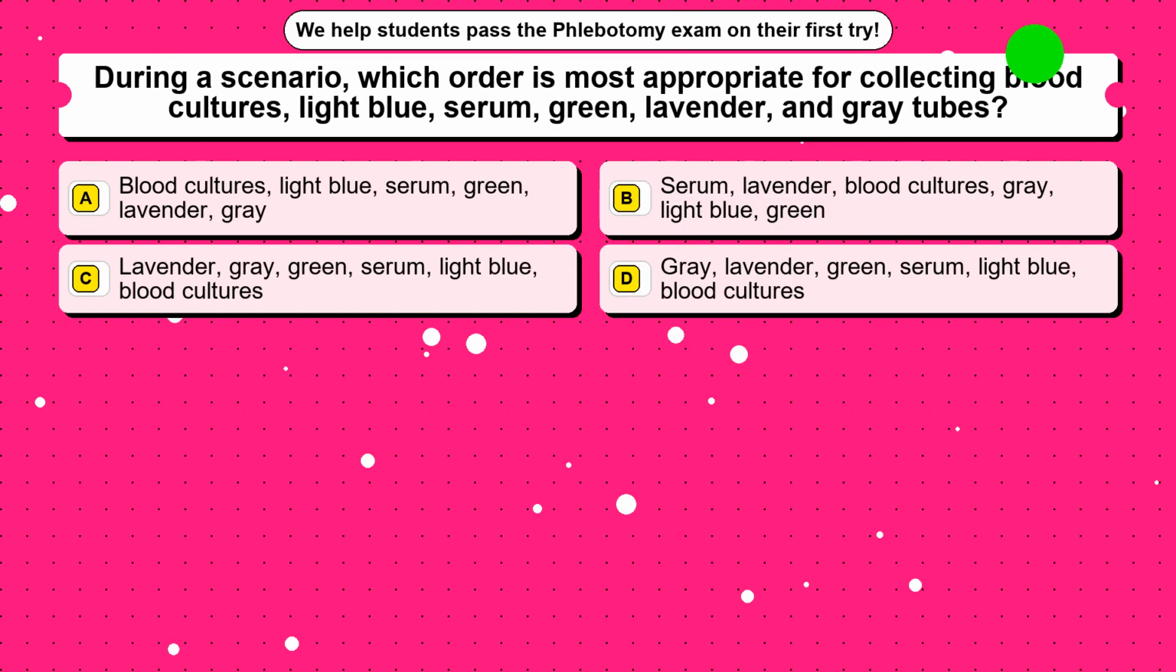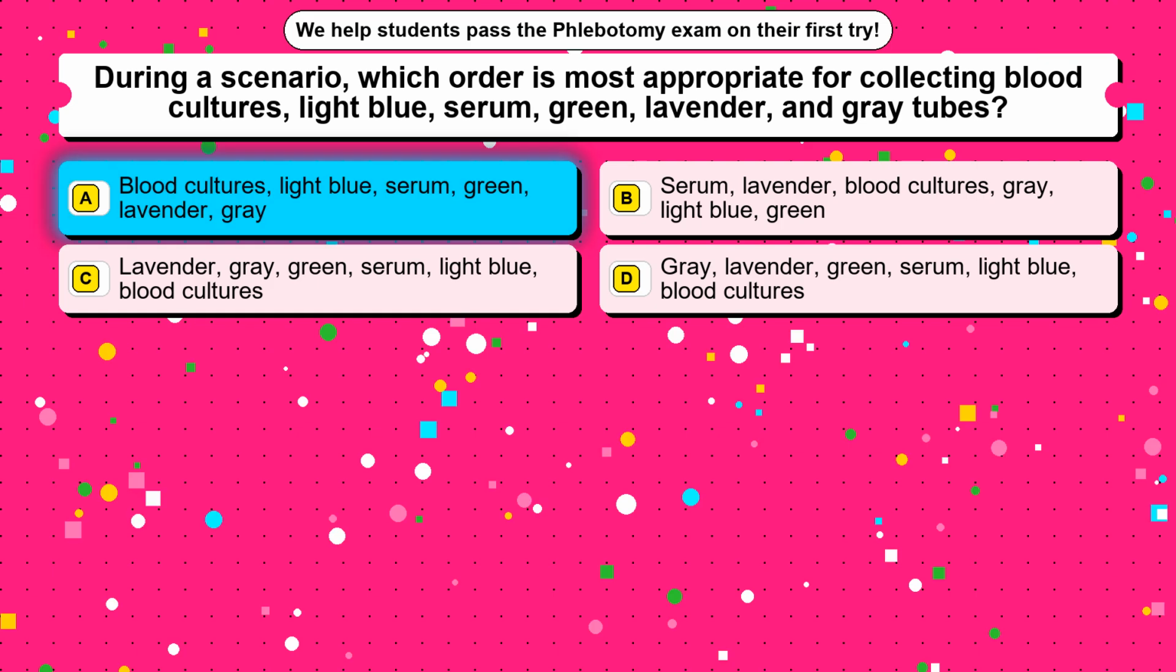Question 54. During a scenario, which order is most appropriate for collecting blood cultures, light blue, serum, green, lavender, and gray tubes? Option A. Blood cultures, light blue, serum, green, lavender, gray. Option B. Serum, lavender, blood cultures, gray, light blue, green. Option C. Lavender, gray, green, serum, light blue, blood cultures. Option D. Gray, lavender, green, serum, light blue, blood cultures.